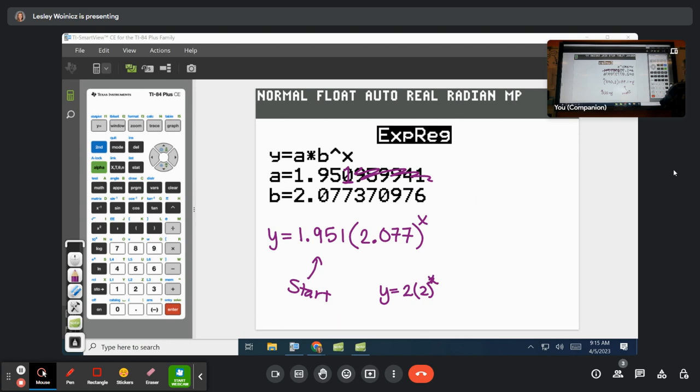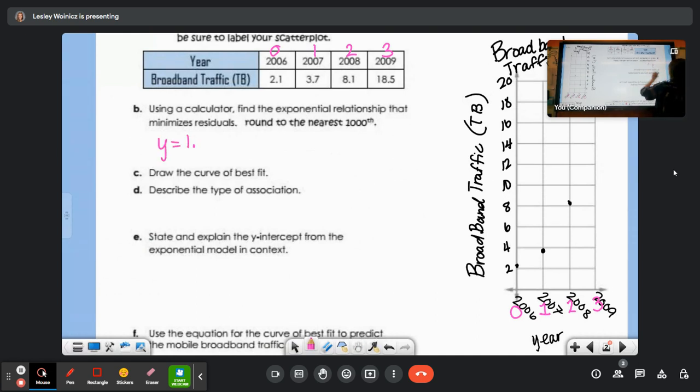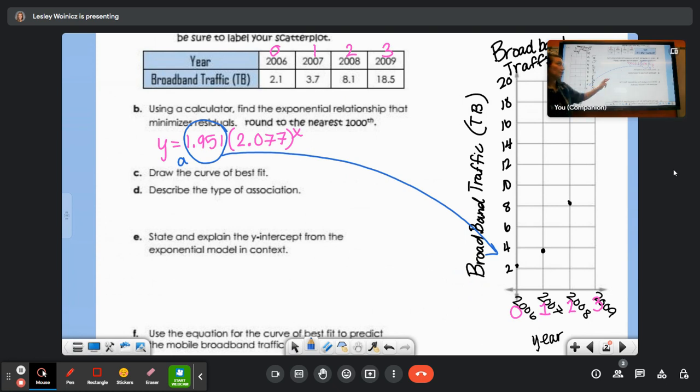Okay. I might have to flip back to this because I won't remember what it is. I have no short-term memory. Okay. So it's y equals 1.951 times 2.077 to the x. Okay, now we're going to draw it. So make sure that when you draw it, your y-intercept matches your a value. So my a value is predicted to be a little bit under 2, and then it's going to about double every time. So it's not going to hit all of your points, so it can't be perfect, but it is strong. This would be a strong positive.